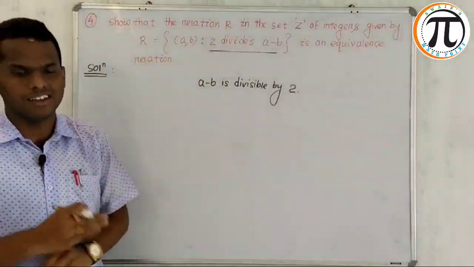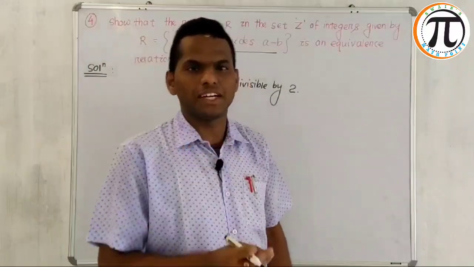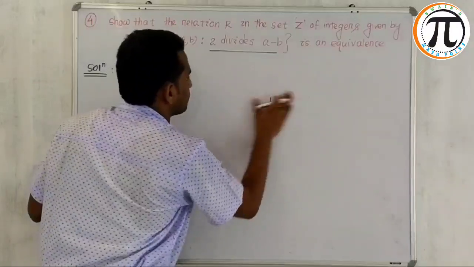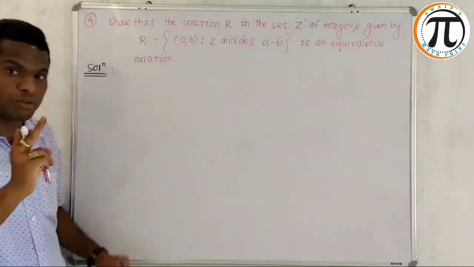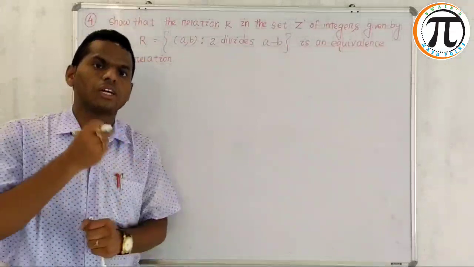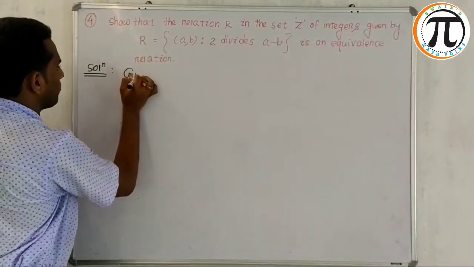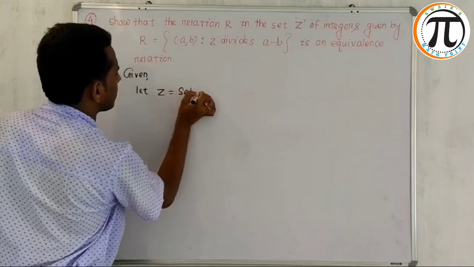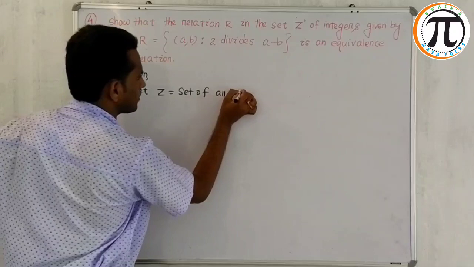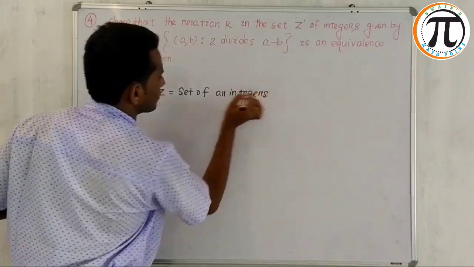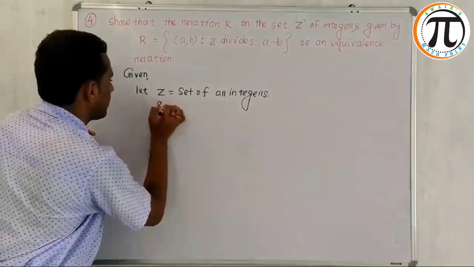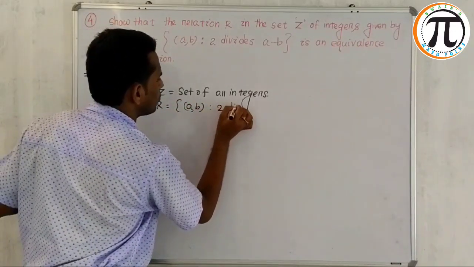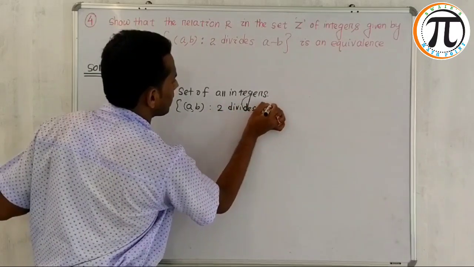What does equivalence relation mean? That it will be reflexive, symmetric, also transitive. Okay, that is the main thing. So look, how to prove. First thing you have to write in each and every question is the given set and also the relation. So look, what is given? Let Z equal to the set of all integers. It is the given set. What is the relation? Look, the relation is (a, b) such that 2 divides a minus b.